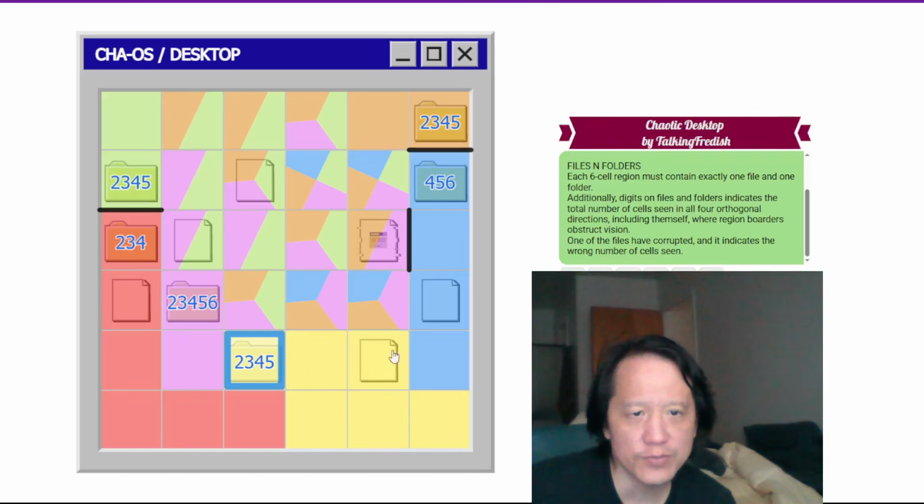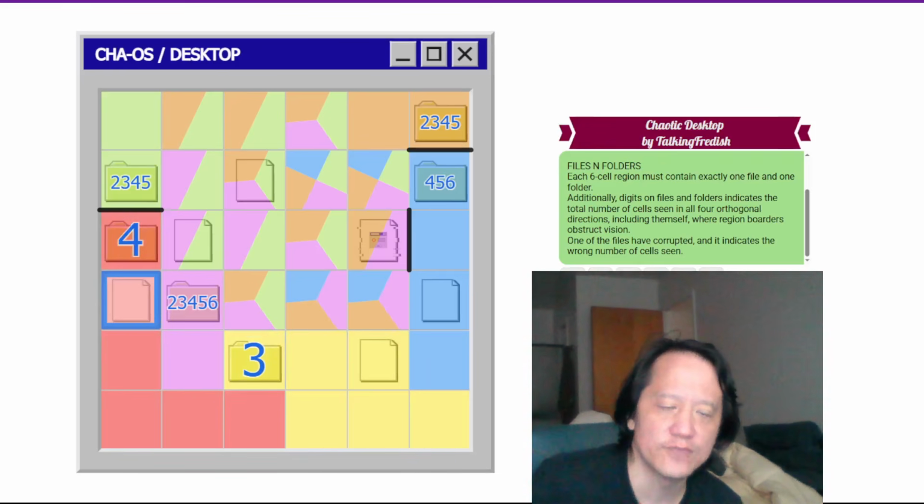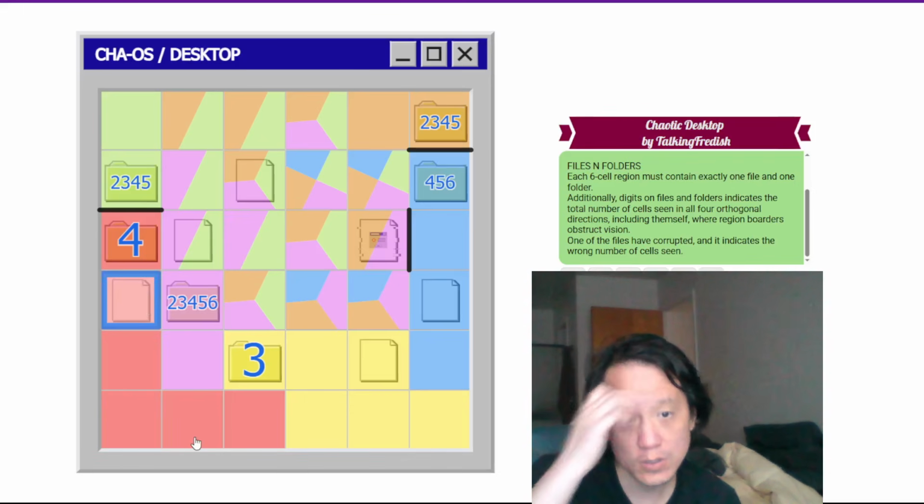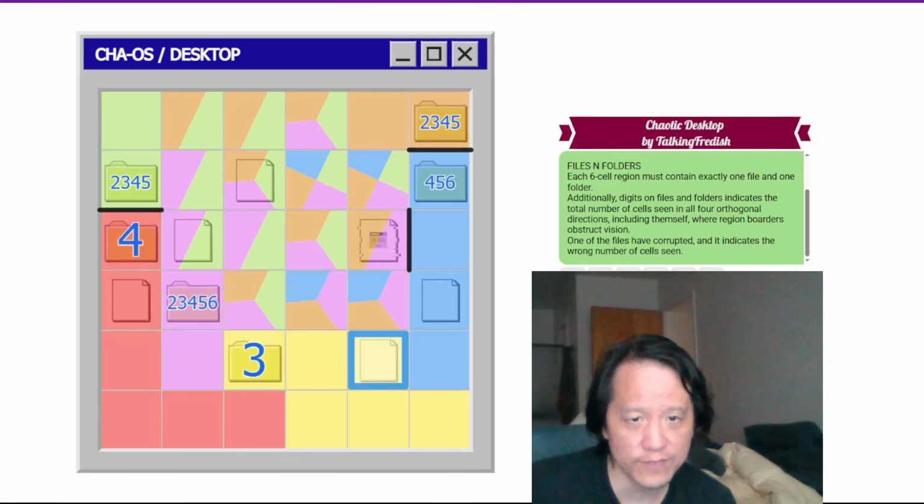This would see 3. This would see 4, but that doesn't tell us much. This sees 4. This has to see... This is an error, because this would see 4 and 4. So this would see 1, 2, 3, 4 cells here. So that would be a 4.